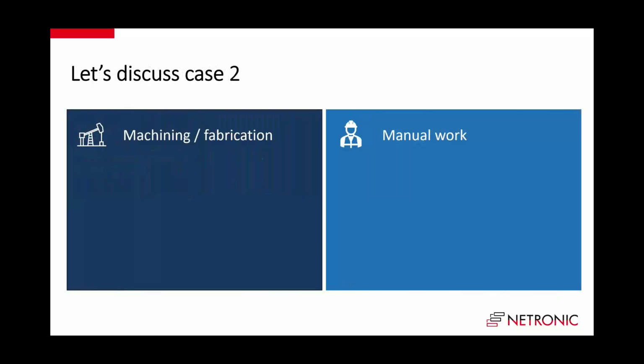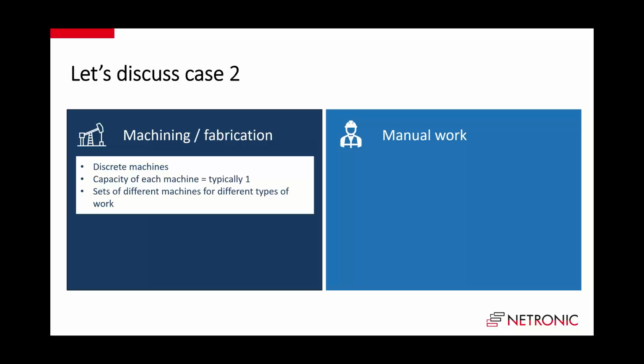And so let's discuss the second case. The typical phase that I see with a lot of our customers is that they have machining and fabrication phases and then manual work phases. In machining and fabrication, of course, we have discrete machines. Each machine typically has a capacity of one, so each machine can work on one production order or routing line at a time.